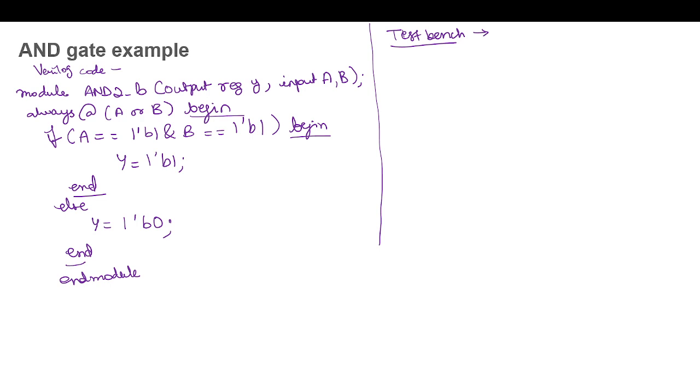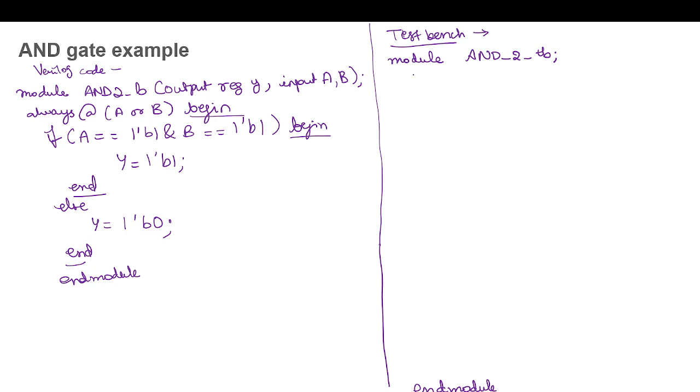So first we will start with the module and the test bench module name. Let's say testbench, and no port declaration, so semicolon. And this also will end with endmodule.